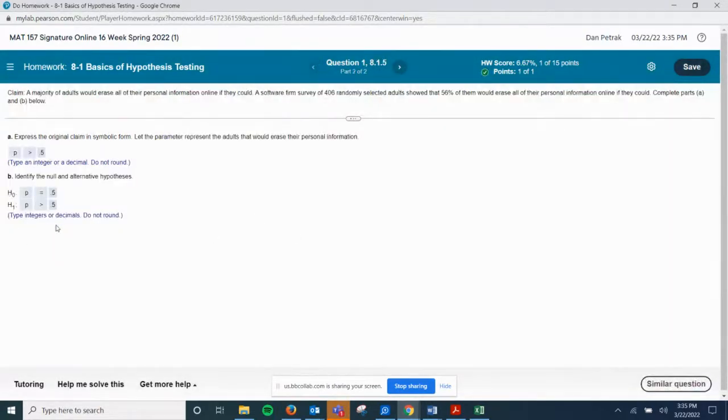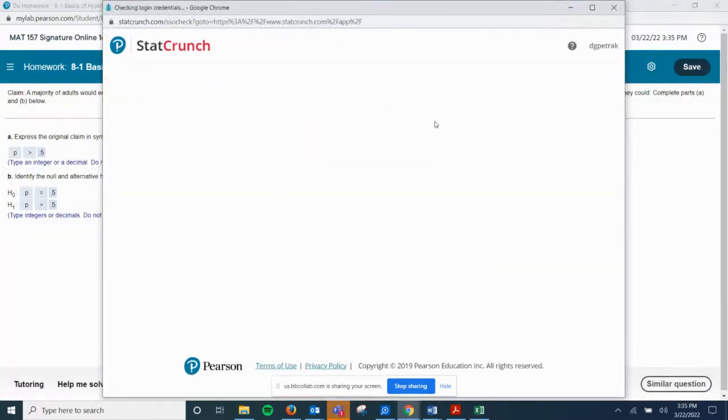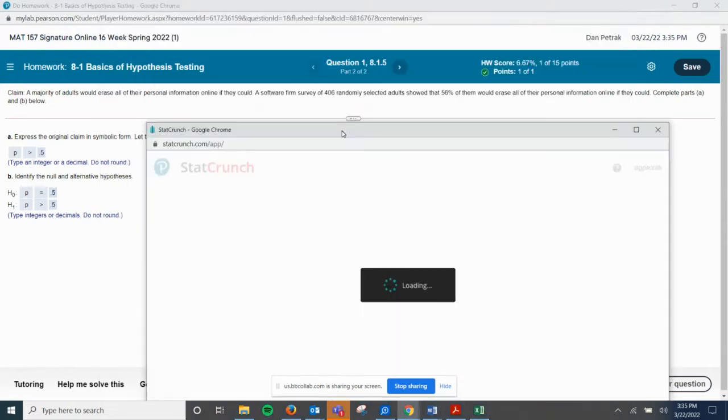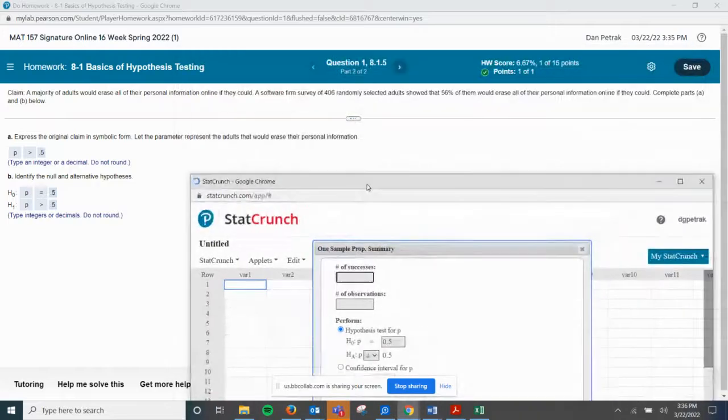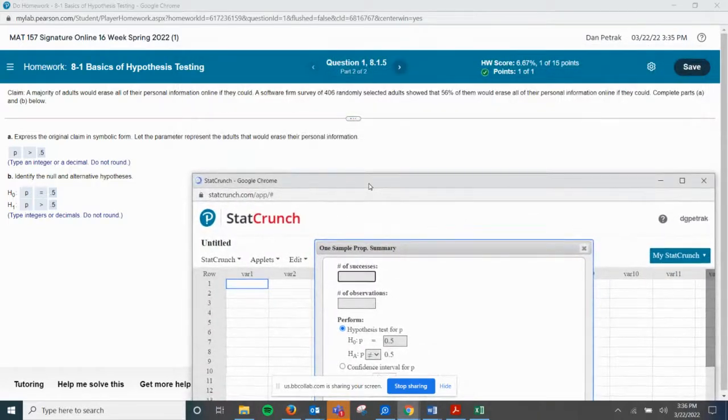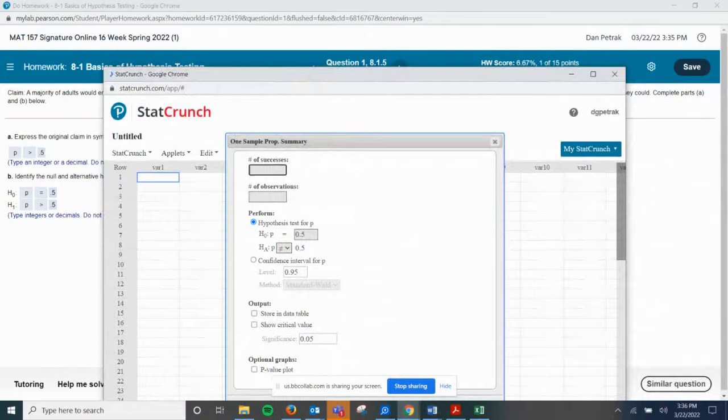So if we actually wanted to find this test statistic, we want to find the z-score. The formula is z equals p hat minus p over the square root of p q over n. Or we can just use StatCrunch. So I'm just going to go ahead and open up StatCrunch in this one. Let's do a one sample z test for proportions. So Stat, Proportions, One Sample, With Summary, because we're only given one set of sample data. The number of successes was said to be 56% of 406. So what's that?